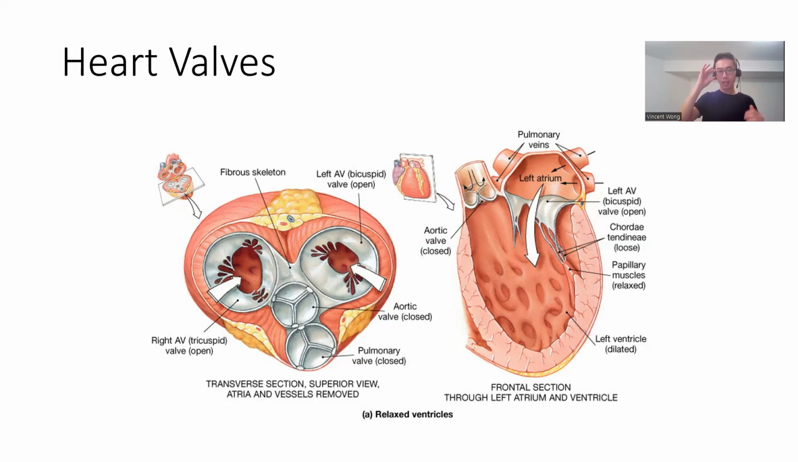So one more time. When the atria squeeze gently, the tricuspid and the bicuspid will open to allow the blood to go down to the ventricles. And as the ventricle is filling up, you don't want the blood to be escaping. So you close the pulmonary valve and you close the aortic valve.